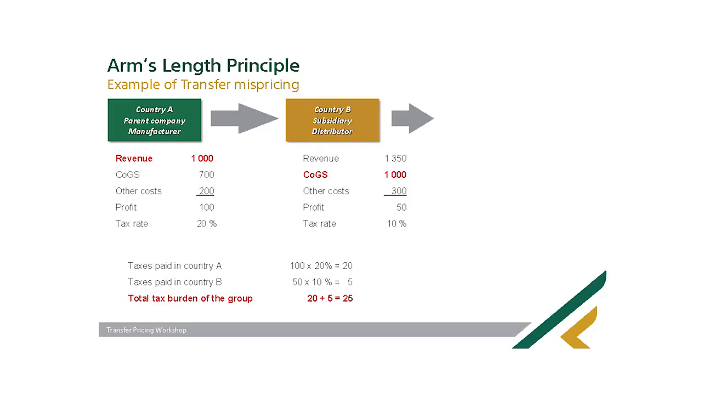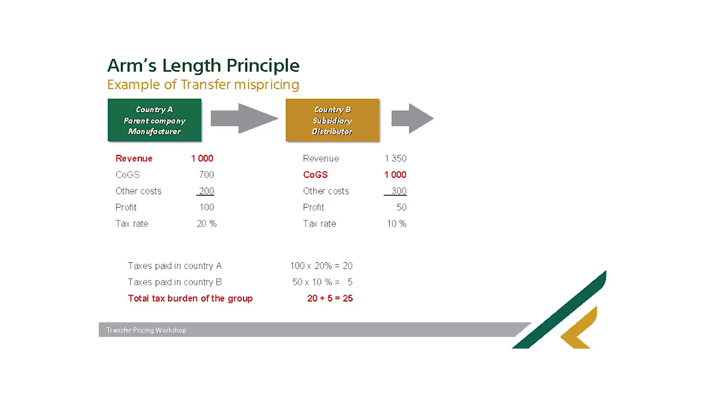So I'm going to give you a simple example of transfer mispricing. So let's assume that this is the arm's length price. So I'm starting from what should have been the right price, and then I'm going to show you what can happen if you don't have the right price. So here you have a manufacturer. In the group, there is a subsidiary. So they are a related person, they belong to each other.